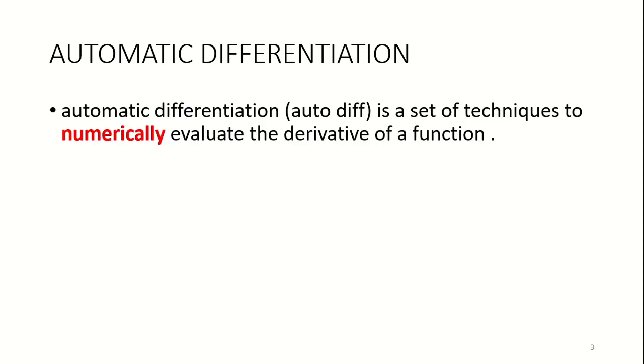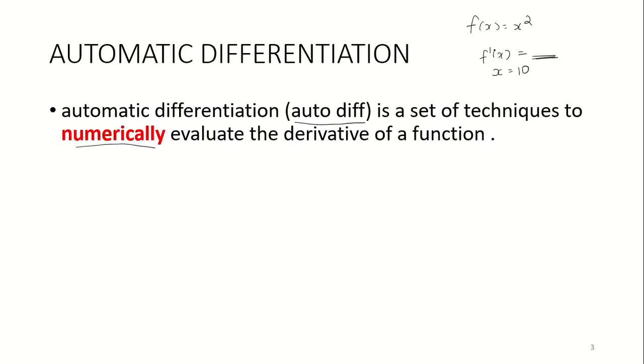Then what is auto differentiation? Automatic differentiation, or as we call it, auto diff, is the common term we use in machine learning. It is a set of techniques to numerically evaluate the derivative of a function at a particular point. Suppose we have a function f of x is equal to x square, and we want to find the derivative of this function when x is equal to 10. Its numerical value will be given by auto differentiation.